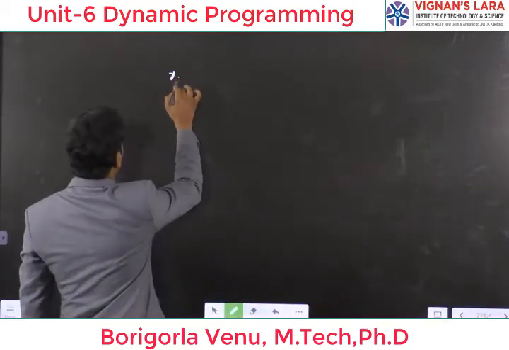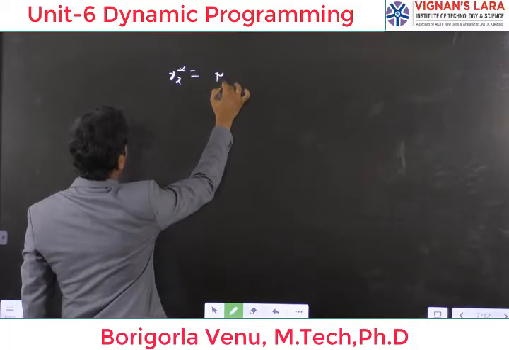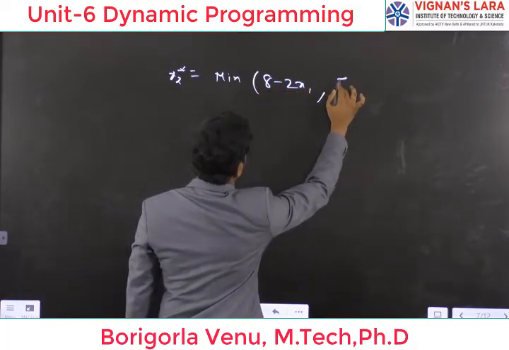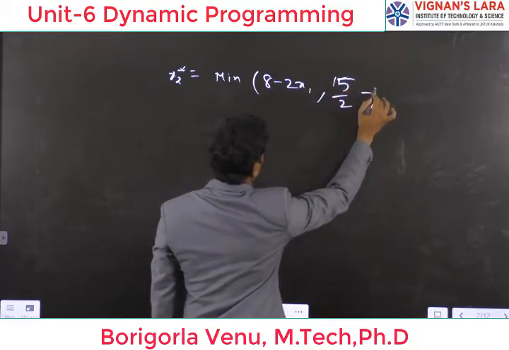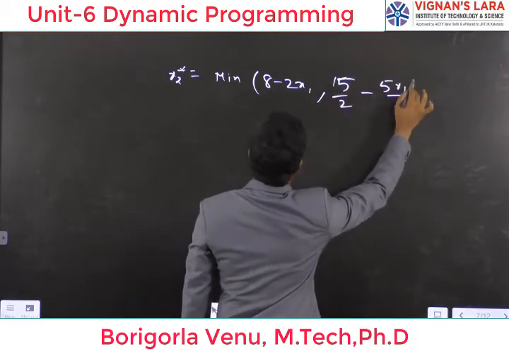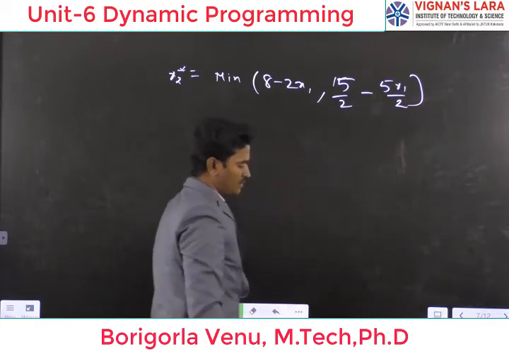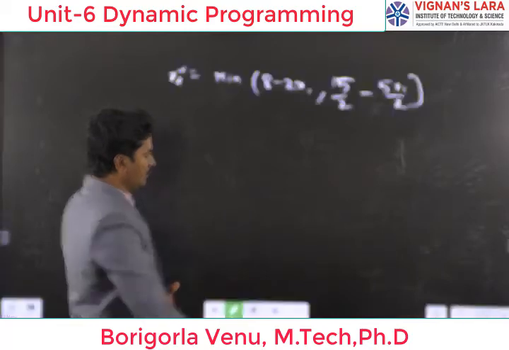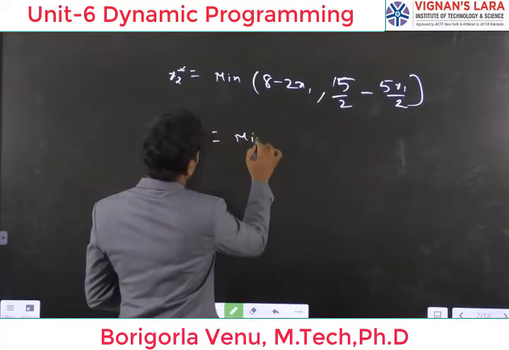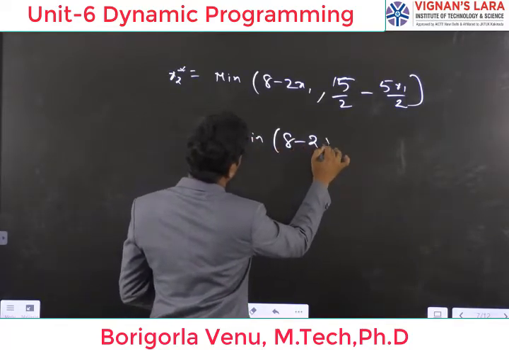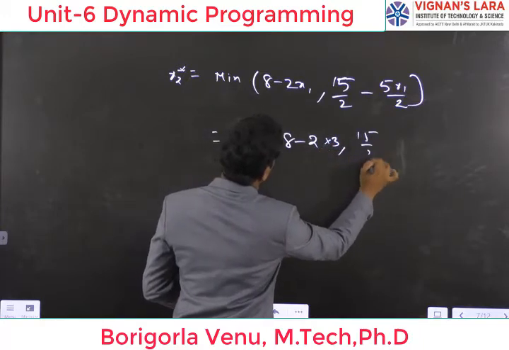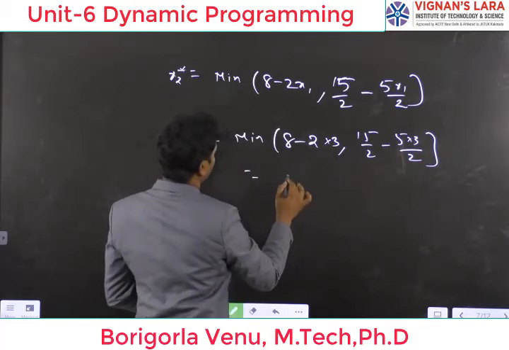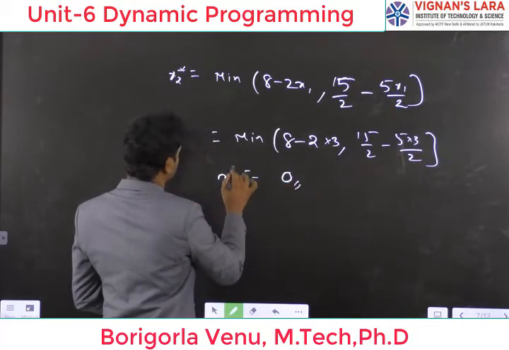Okay, here x2 star is equal to, we know the value, the minimum of 8 minus 2x1 comma 15 by 2 minus 5x1 by 2. This is the x2 value. Here we are going to substitute the x1 value: the minimum of 8 minus 2 into 3 comma 15 by 2 minus 5 into 3 by 2. Here we get the minimum value 0, so x2 is equal to 0.